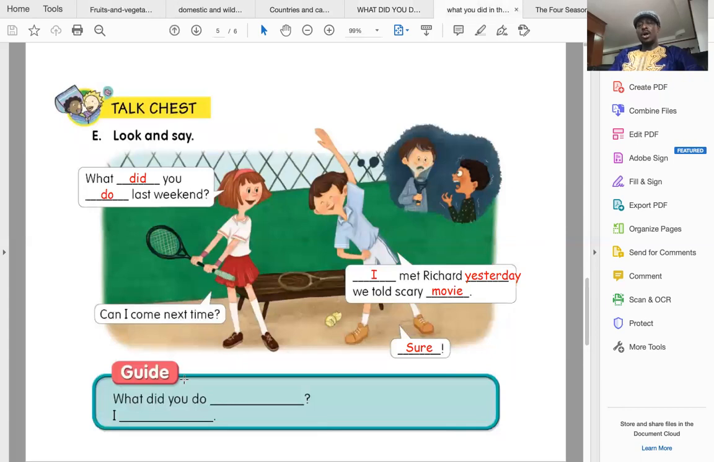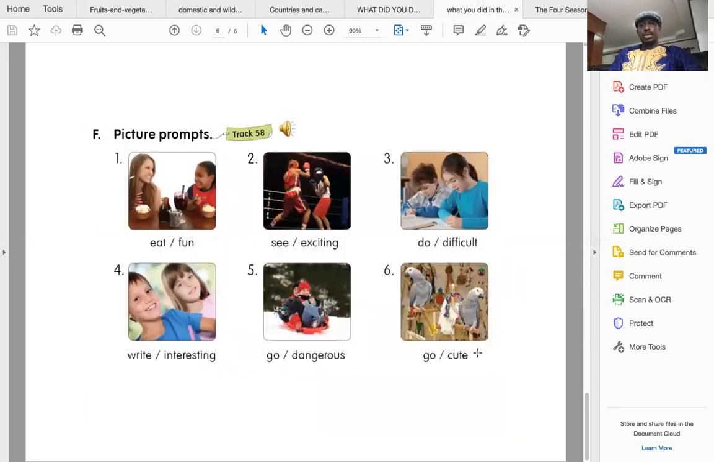Those that will do all the exercises, they'll have like 10 scores. And those that will not do, they'll have 0 score. Okay? So don't forget to do your work. Okay. Now, we also saw the picture prompts where we use these pictures to ask and answer questions. Okay. Now let's move to the next lesson.